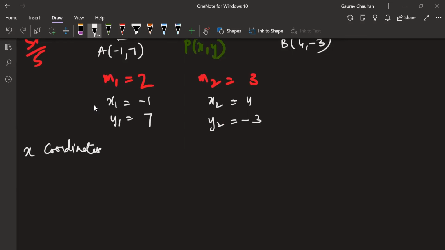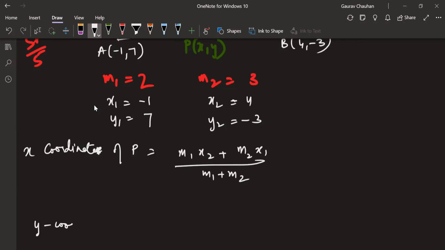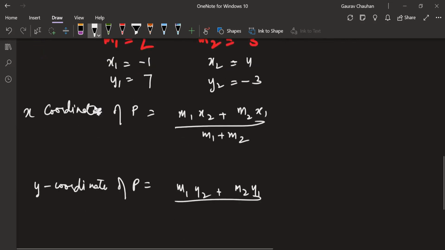X coordinate of P is equal to M1 x2 plus M2 x1 by M1 plus M2. After I calculate that, I will go to the Y coordinate of P, which is equal to m1 y2 plus m2 y1 by m1 plus m2. Are you understanding what I did just now? People do it together also, but I don't want to, because it will be too much, and you're calculating two different things. The comma in between, nothing you have to do with that. So I'm doing it this way.